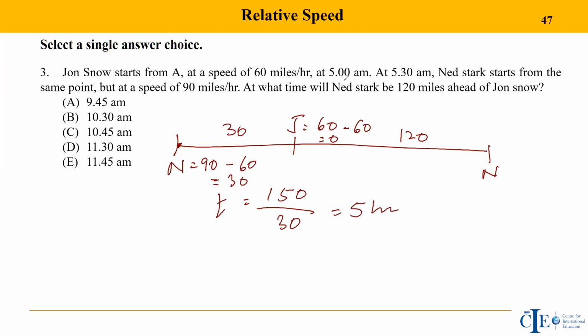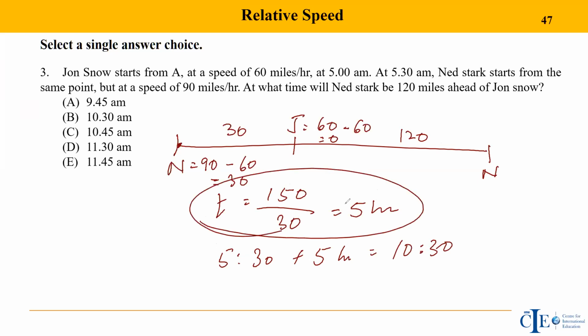It's 5 hours after 5:30. So therefore the time would be 5:30 plus another 5 hours, which is 10:30. That's it. One straight calculation. That's all you need to do. Nothing else.